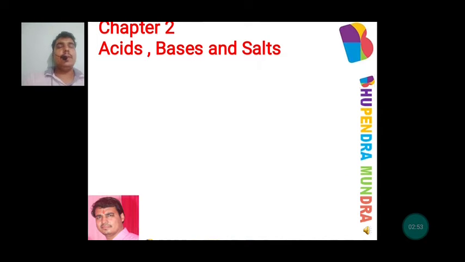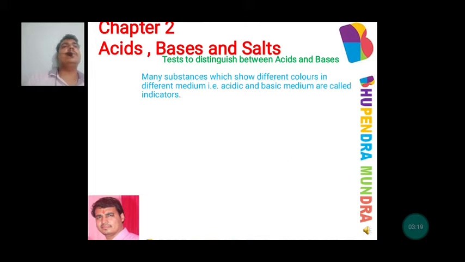In this chapter, we study the tests to distinguish between acids and bases. First point: there are many substances which show different colors in different media, that is, acidic or basic medium. Such substances are called indicators. So, the definition of an indicator is: substances which show different colors in different media, like acidic or basic medium, are called indicators.